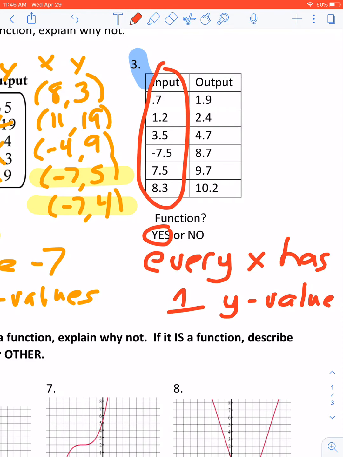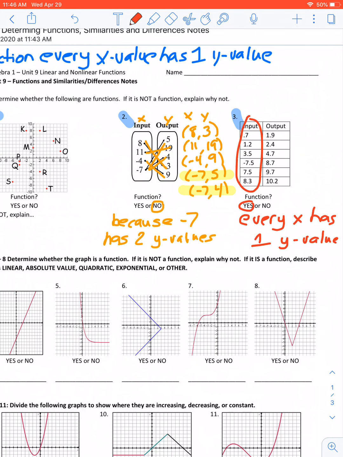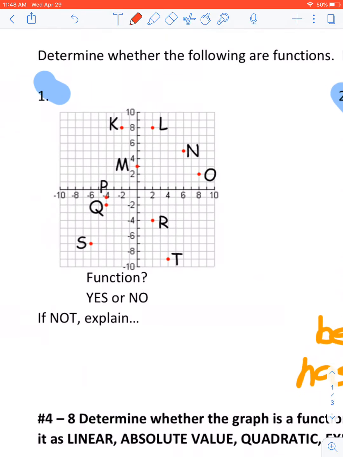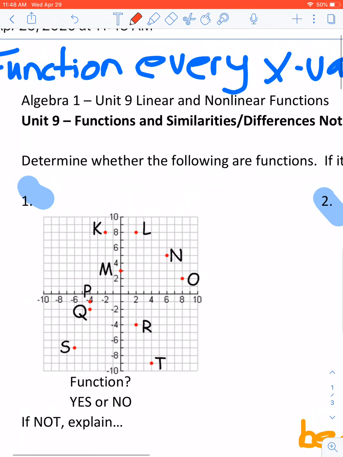So it's pretty easy to determine with graphs or tables. Does x repeat? Yes. Does x have more than one y output? Yes. Then it's not a function. If no, then yes, it is a function. So let's look at a graph though. You guys talked about this before. I believe you talked about it in middle school, how to determine if a graph is a function. Well, I can look through and write out the coordinates for every single point if I want to. Or what I can do is something called the vertical line test.